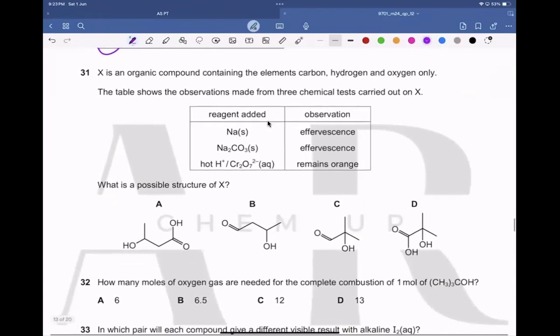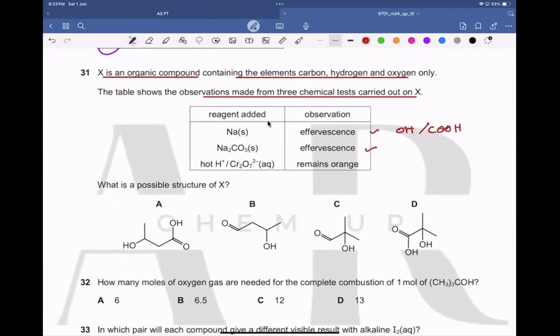Okay. Now question number 31. X is an organic compound containing the elements carbon, hydrogen, and oxygen. The table shows the observations made from 3 chemical tests carried out on X. With sodium, effervescence means it can be an alcohol or carboxylic acid or both. With sodium carbonate, it forms effervescence, which means that there is a carboxylic acid. And with hot concentrated acidified dichromate, it remains orange. So it means if it's an alcohol, then it's a tertiary alcohol, or a carboxylic acid, because both do not oxidize. Is this explanation understandable to all of you?